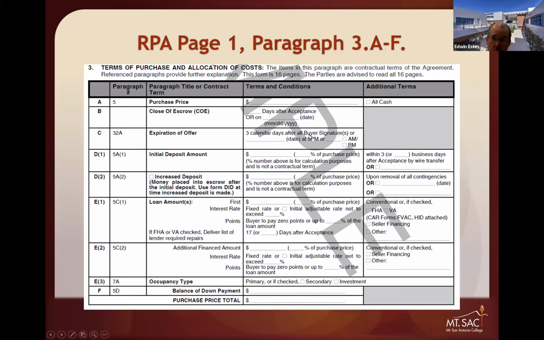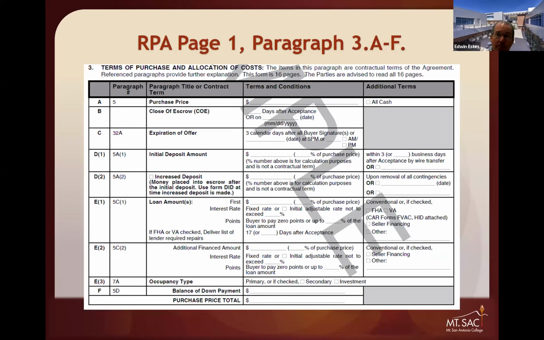Now, you'll notice that some of these spaces in the form are rather small. Here's something really tricky. If you're typing in information, let's go down to 3D1 on the right-hand side. If you're going to be doing something else with the deposit rather than wiring it to escrow, you may not have enough room in that little blank to put in what you're going to do.